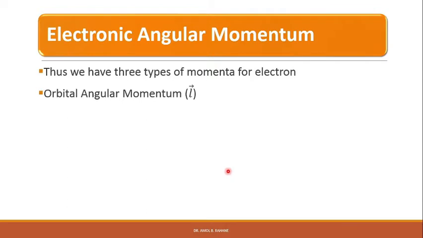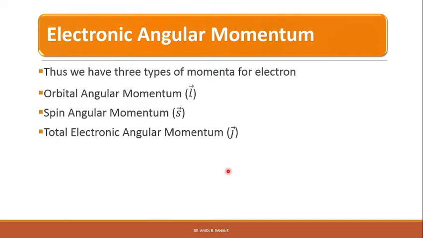First one is the orbital angular momentum due to the orbital motion of the electron and it is denoted by L vector. Next is spin angular momentum due to the spin motion of the electron and it is denoted by S vector. And the third one is the total angular momentum denoted by J vector. It is the vector sum of L vector and S vector.